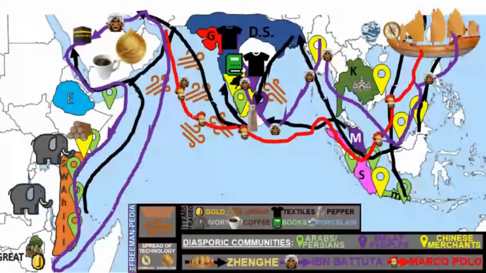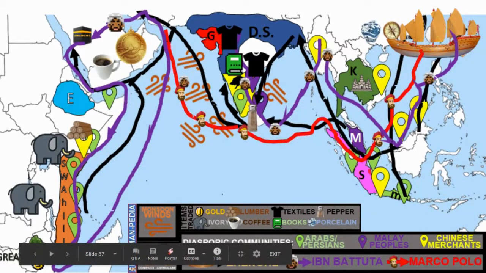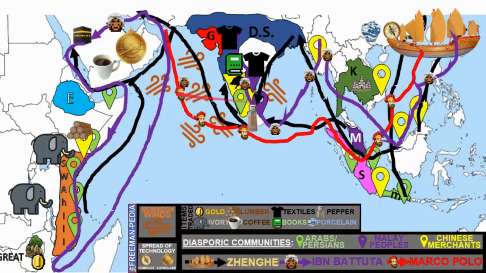So here's the Freemanpedia map for that. This shows you some of the travels not only of people, but also some diaspora communities, which I'm going to talk about in a moment. And then, as we're talking about trade mostly, some of the main goods that flowed out of Africa into Asia and South and Southeast Asia, but also some of the goods that flow from here to there.